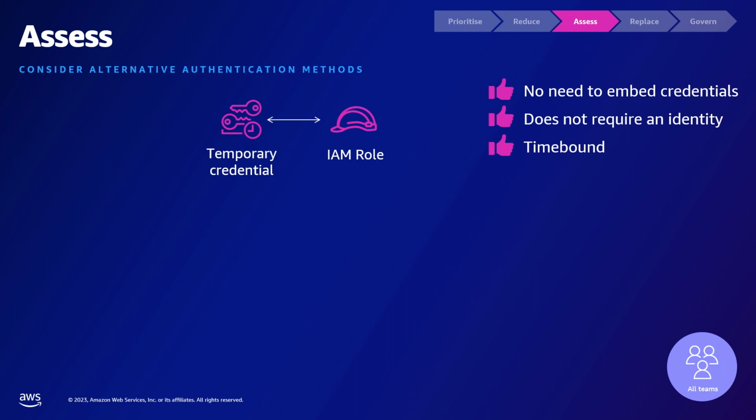Next thing you might wonder is, how does an IAM role get these temporary credentials? Well, they talk to AWS Security Token Service, or AWS STS, a service which is known for granting these temporary credentials, which can be used for federation, delegation, or cross-account access.